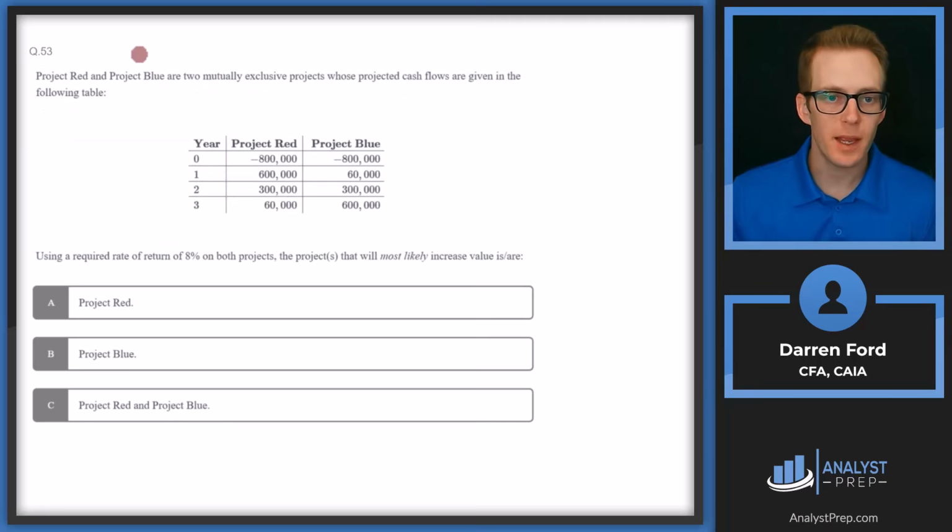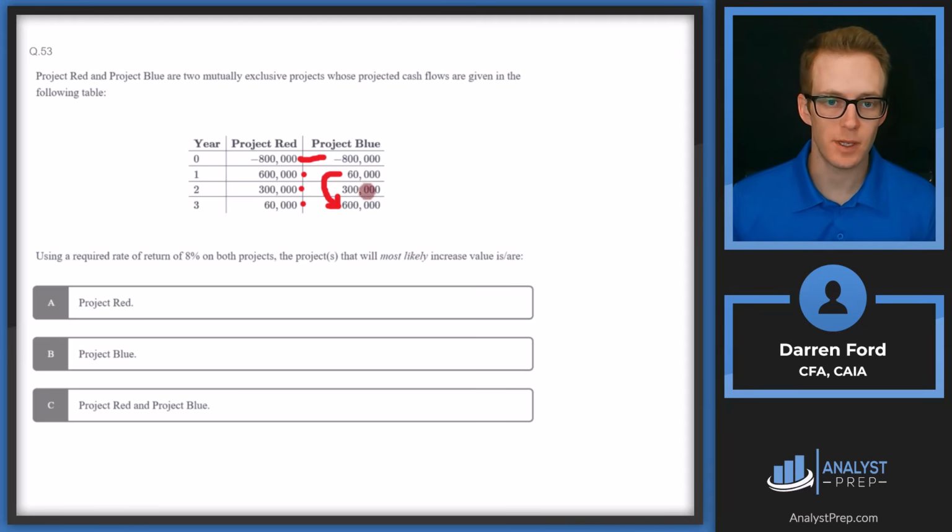Project Red and Project Blue are two mutually exclusive projects whose projected cash flows are given in the following table. So we've got the two projects and the years here. Project Red and Project Blue have the same outflow. And then Red has inflows of 600,000, 300,000, then 60,000. And Project Blue has the same inflows, however, in a different order. So these two are flipped here. So we've got 60, 300, and 600.